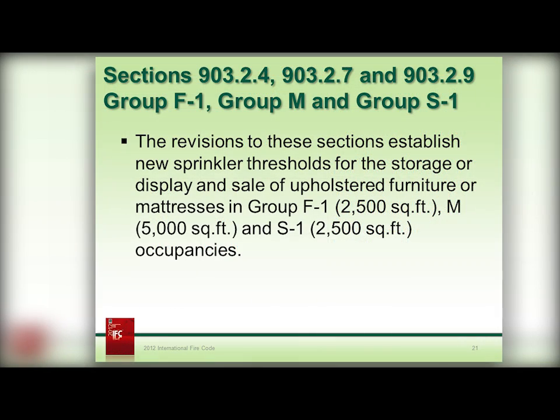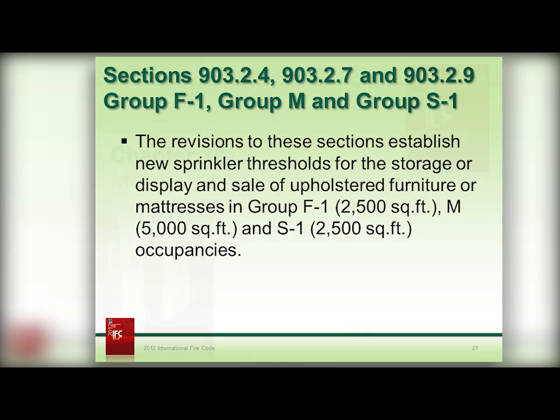One of the significant changes to Chapter 9 is a revision to the sections 903.2.4, 2.7, 2.9 that deal with Group F1 factory, Group M mercantile, and Group S1 storage occupancies, and establish new sprinkler thresholds for the storage and display of both upholstered furniture or mattresses in those groups. And you can see the corresponding square footage thresholds at which level the automatic sprinkler protection is required.